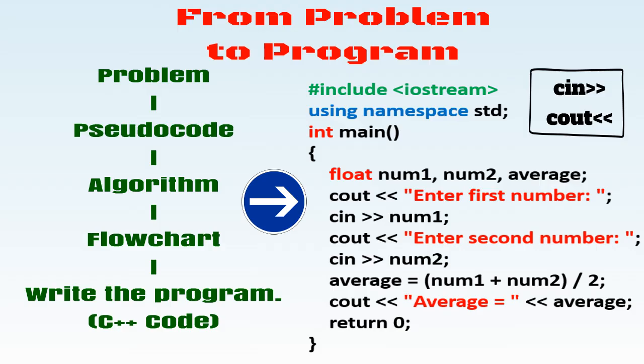The important lesson here isn't the code itself, it's the process. Professional programmers don't start by writing code. They start by understanding the problem. Then they plan, and only then do they write the program. Once you learn this way of thinking, programming becomes much easier. In the next lesson, we'll write our very first C++ program and understand every line of code step by step.